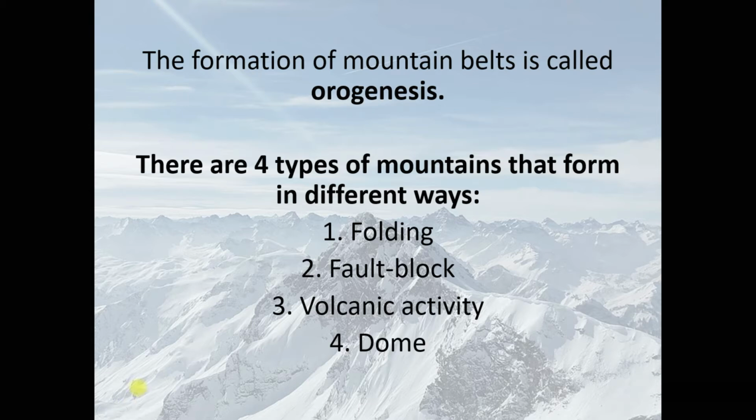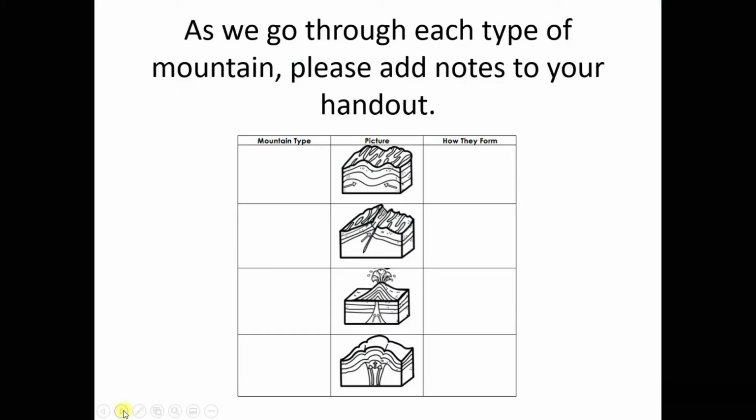So formation of mountains is orogenesis, and just to be a little bit of a word geek, orogeny means mountain in Greek, and Genesis is just like Genesis in the Bible. It's like the beginning. So 4 types. These 4 are on your worksheet: folding, fault block, volcanic activity, and dome. You don't have to write anything yet. So there they all are.